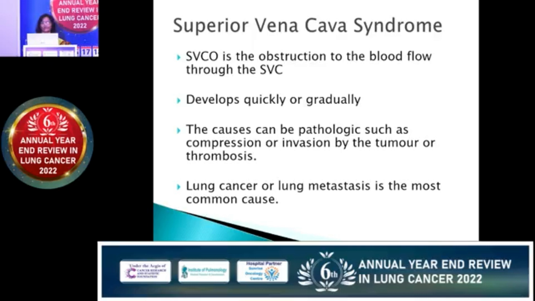Next comes the superior vena cava syndrome. You all know the superior vena cava syndrome. When the patient is coming with this, like you can see the mediastinal mass, the patient will be in distress. So superior vena cava obstruction is the obstruction to the blood flow through the superior vena cava. So there is no blood flow supplied to the part of the brain and the heart. It develops quickly or gradually. The causes can be pathological, such as compression of the blood vessels or invasion by the tumor, or thrombosis in the veins. Lung cancer or lung metastasis is the most common cause.